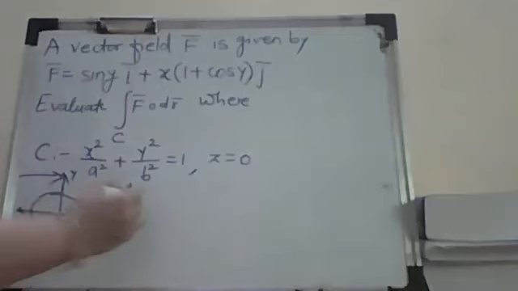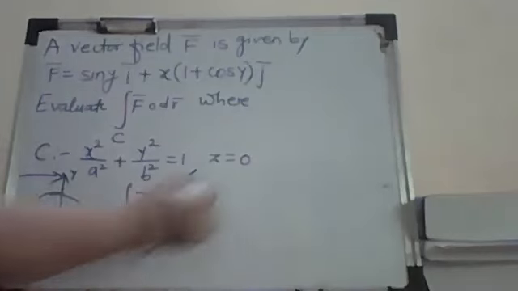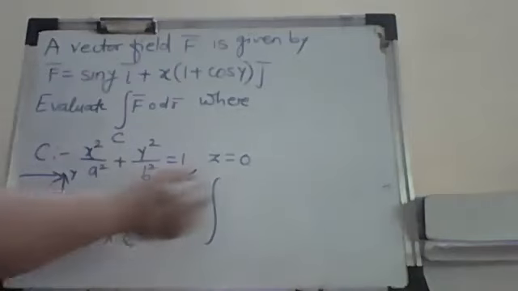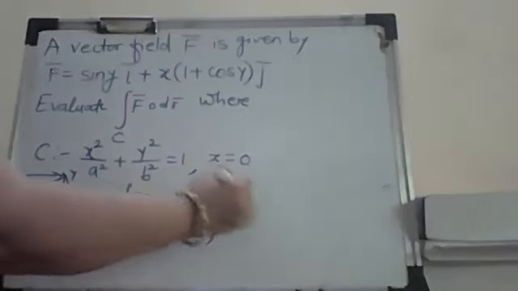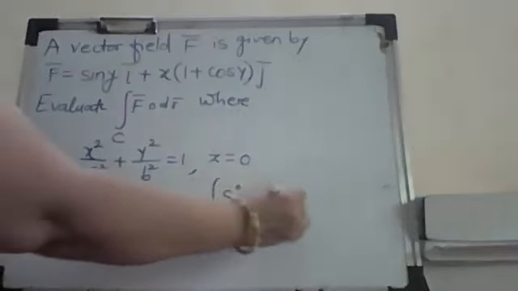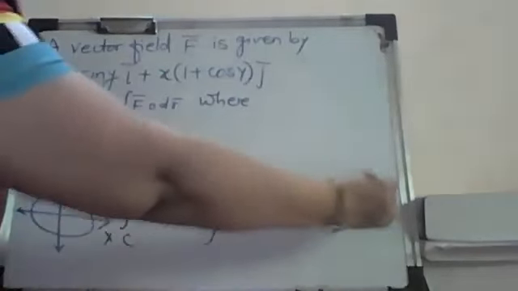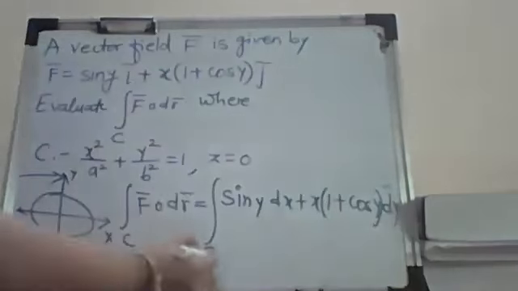Now what I have is this f bar dot dr bar over this curve C, where we just replace i bar with dx and j bar with dy, as we have seen. So here it will be sine y times dx plus x into 1 plus cos y dy, correct, over the curve C.